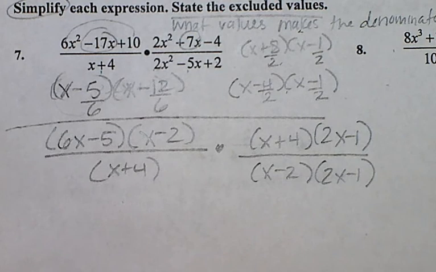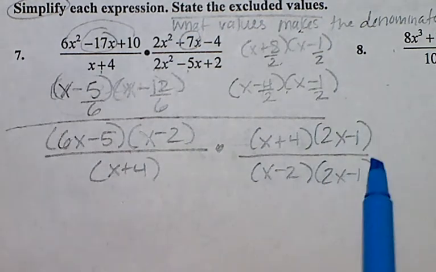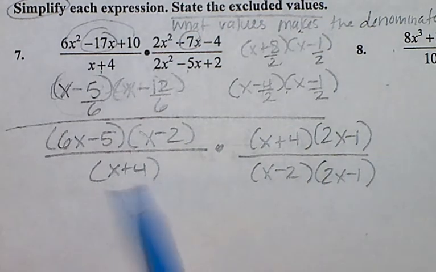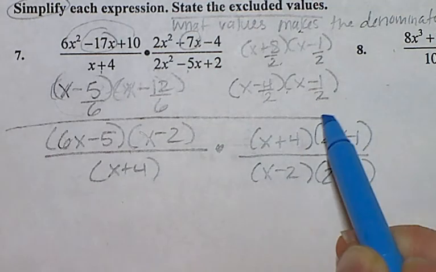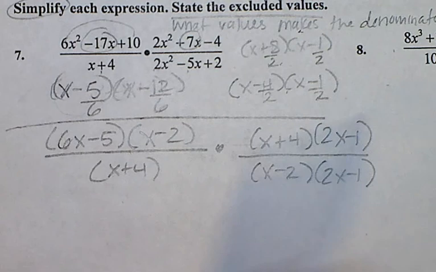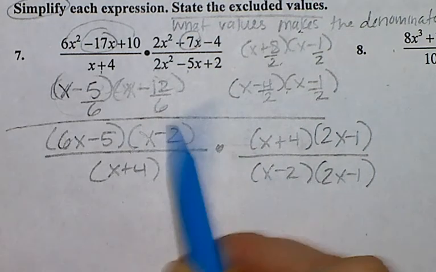Okay, our next thing is we are going to cancel. You can cancel anything on the bottom with anything on top, but they have to be identical. A common misconception is students think, can I cancel an x plus 4 with something that's kitty corner to it? Yes, you can. Anything on the bottom with anything on top, but you can't cancel top with top or bottom with bottom.